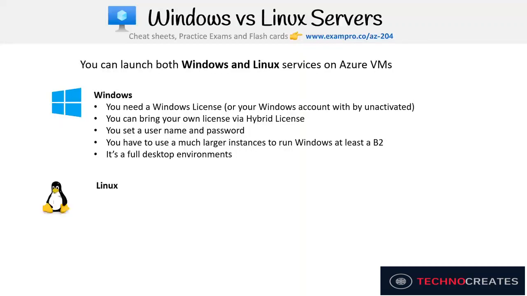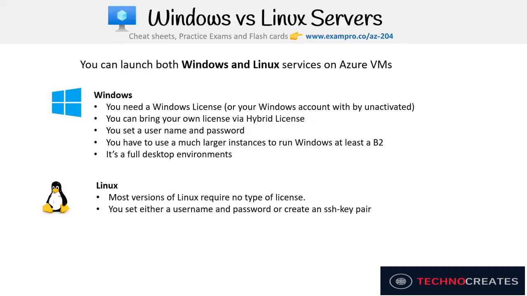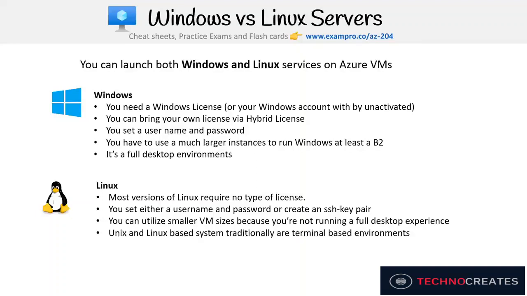Let's talk about Linux really quickly here. Most versions of Linux require no type of license. I think you can get Red Hat, and you might need a license for that if you want support. You set either a username and password, or an SSH key pair. You can utilize smaller VM sizes because you're not running a full desktop experience. Could you run a full desktop experience? Possibly. I haven't ever tried to do it on cloud myself.